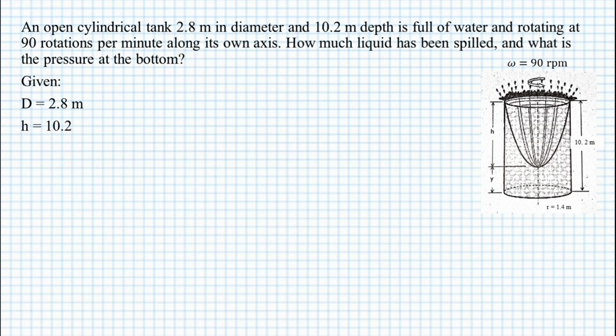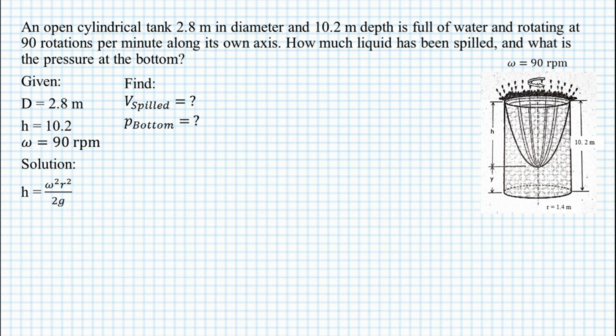Since the problem asks for the volume, we need to solve for its height. So, height is equal to angular speed squared multiplied by radius squared over 2 times the acceleration due to gravity. Before we solve for the height, we are going to solve the angular speed, which is 90 RPM multiplied by pi over 30, which is 3 pi rad per second.